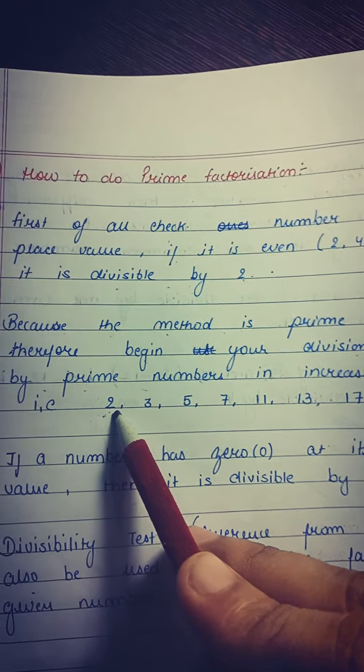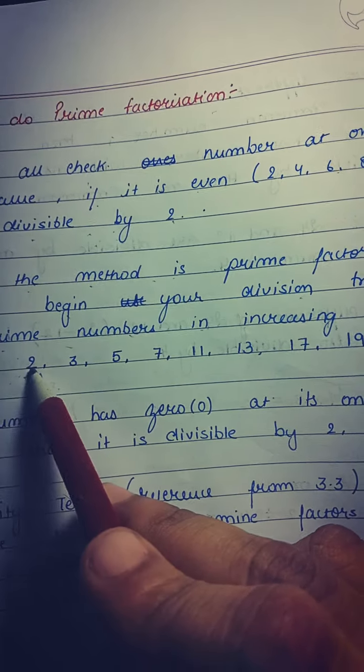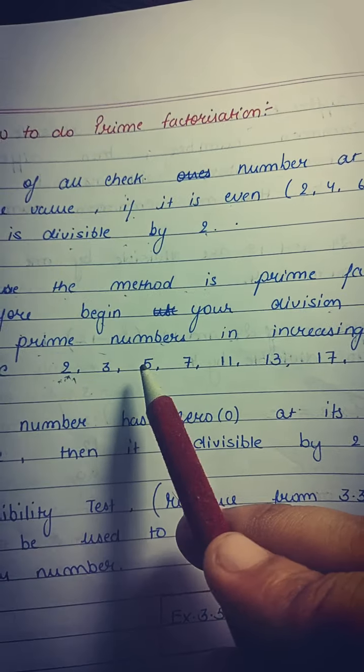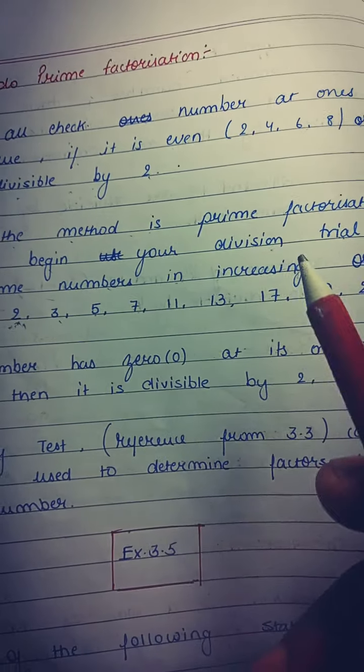If it is divisible by 2, then we will start with our prime factorization with 2. If not, then we'll try some other numbers like 3, 5, 7, 11, etc.